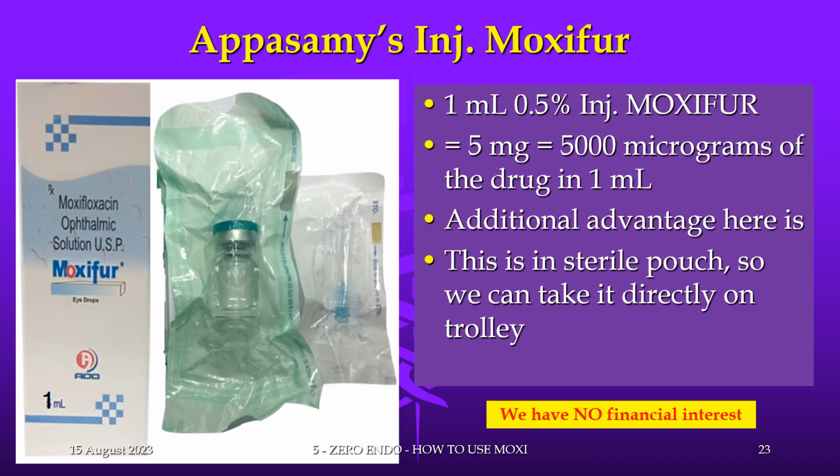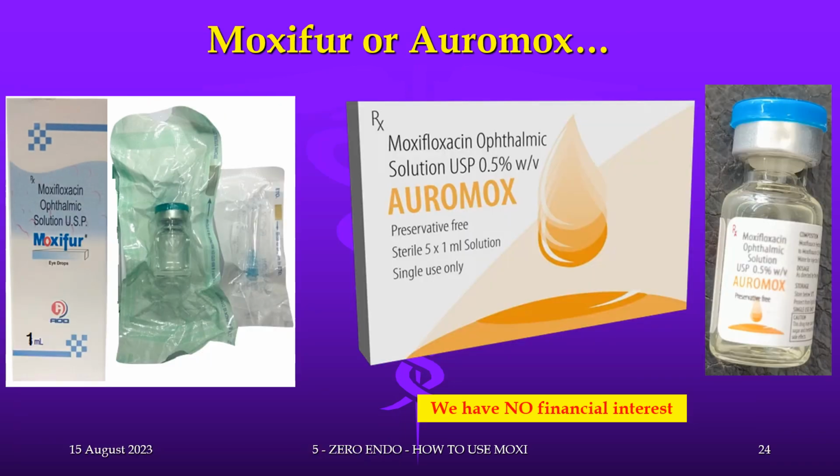Appasamy Pharma's injection Moxifur is also the same, 1 ml of 0.5% moxifloxacin, that is 5 mg, that is 5000 micrograms of the drug in 1 ml. An additional advantage here is that this is in a sterile pouch like an IOL, so we can take it directly on the trolley. We can choose whichever is better for us and better available. The formulation will be the same for Moxifur and Oromox.